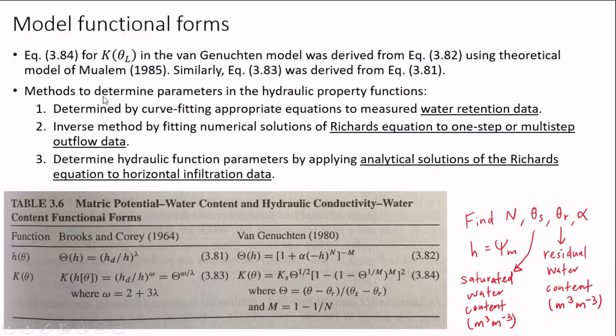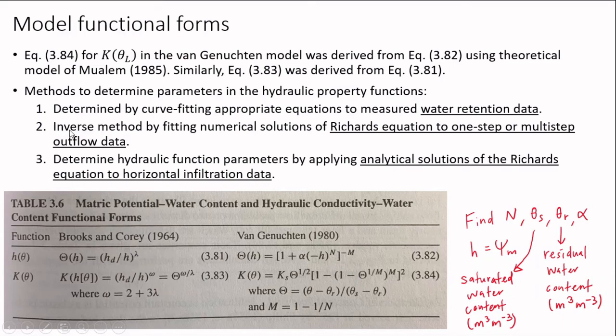Okay, so the methods to determine parameters in hydraulic property functions. First method you can use: it can be determined by curve fitting an appropriate equation to measured water retention data. So if you conduct an experiment, you can do curve fitting on your data so that you can estimate alpha, n and m. Or if you use the Brooks and Corey equation, then you can determine h_b and lambda.